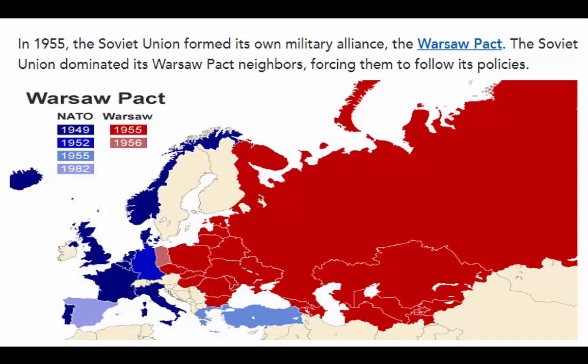Question 32. What was the Warsaw Pact? That was another military alliance formed after World War II, during the Cold War, but this was for the Soviet Union and its communist countries that it was controlling. And notice that they were forced to be in the Warsaw Pact.